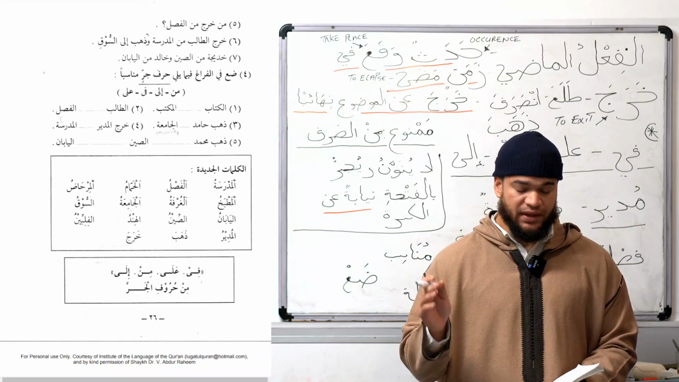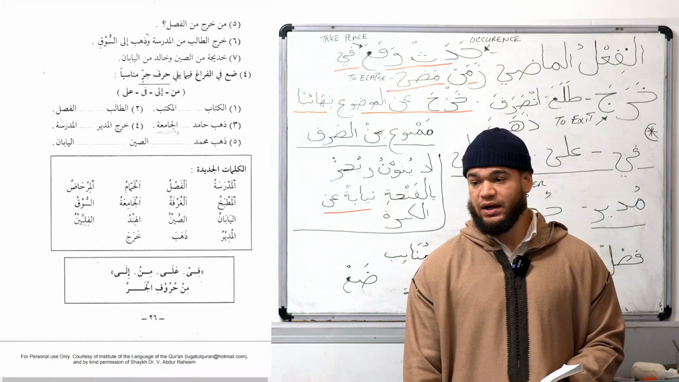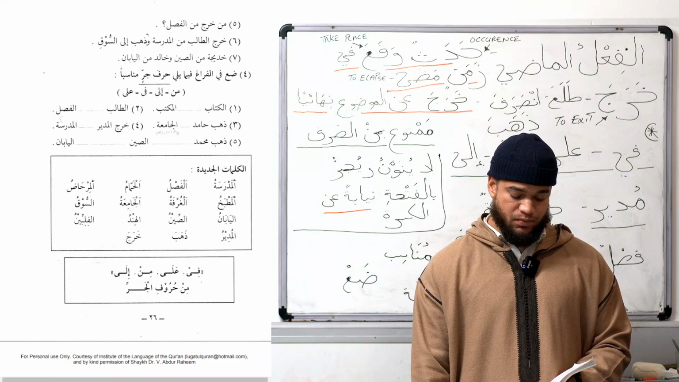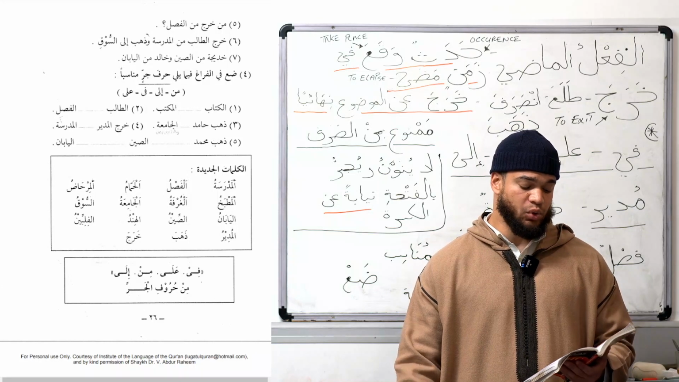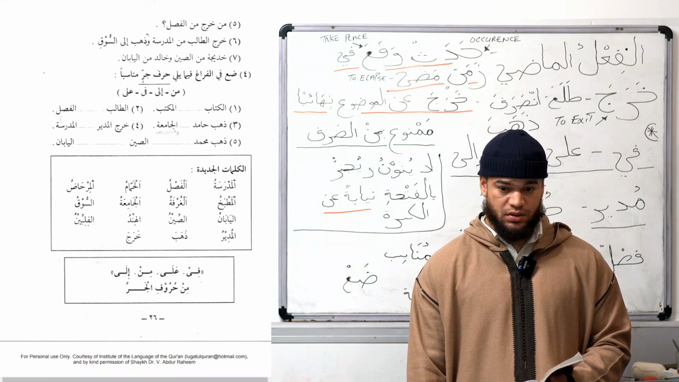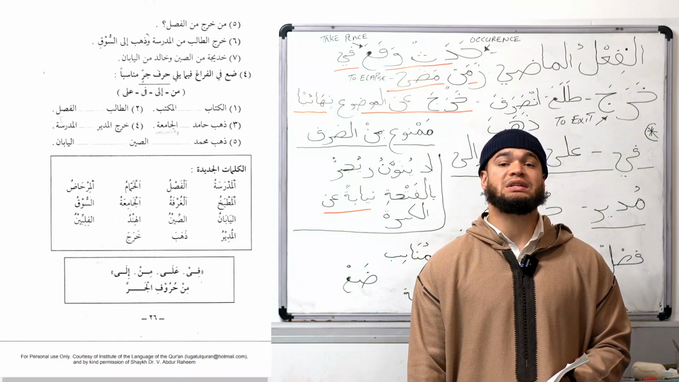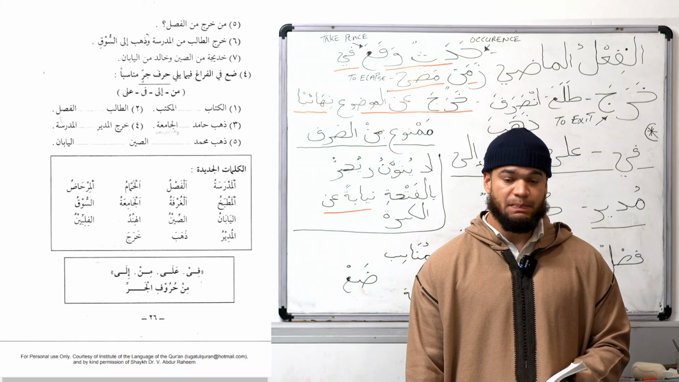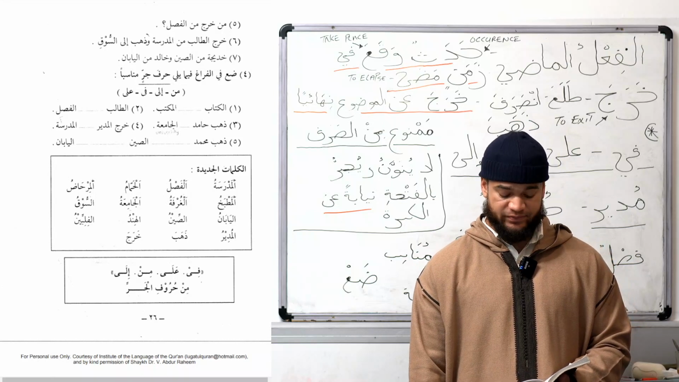Kharaja al-mudiru something al-madrasa. What's that one going to be? Well done. Kharaja al-mudiru min al-madrasa. Let's say it together. Kharaja al-mudiru min al-madrasa. Let's try that again. Kharaja al-mudiru min al-madrasa. What does that mean? Yeah, he exited from the school.